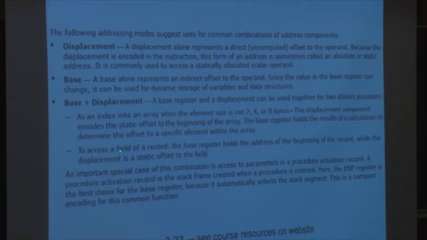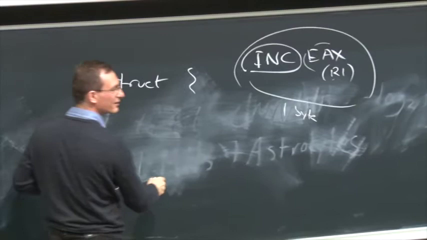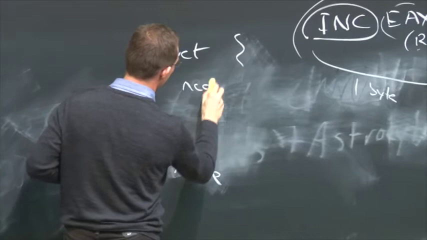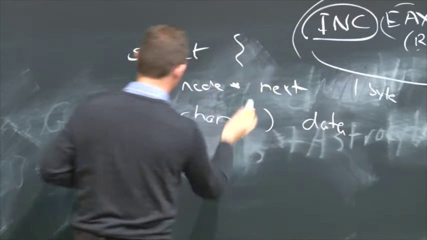Or to access a field of a record. The base register holds the address of the beginning of the record, while the displacement is a static offset to the field. So if you have a struct with a bunch of fields, maybe this could be a node struct, and you could have a pointer to the next node. And you'll have, I don't know, maybe a character array of data, and maybe you'll have some flag, flag X, flag Y.